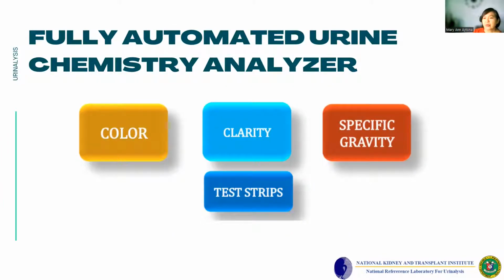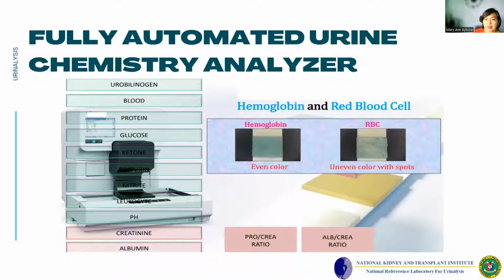Physical examination of urine includes the description of color, clarity, and specific gravity, including the test strips. Chemical examination of urine includes the identification of urobilinogen, blood, protein, glucose, ketone, bilirubin, nitrite, leukocyte, pH, creatinine, albumin. And other analyzers can auto-calculate the protein-creatinine ratio and the albumin-creatinine ratio. Now, other platforms have vitamin C in their parameters.